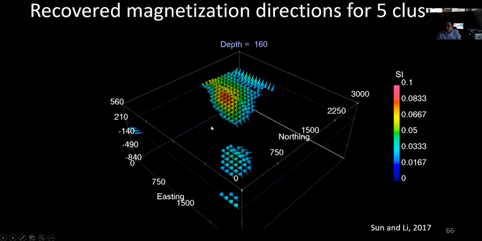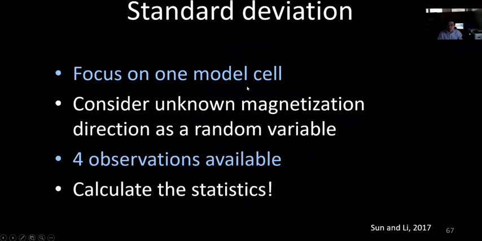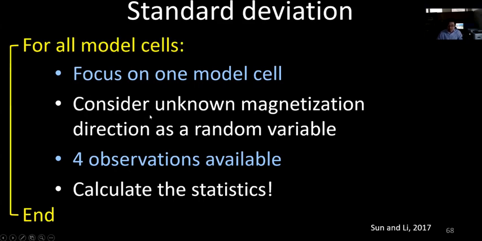Because I recovered 4 3D volumes, at each model cell I have several different recovered magnetizing directions. So we can consider the unknown magnetizing direction as a random variable. Because I did 4 inversions, I have 4 estimates of the magnetizing direction at each model cell. With that, we can calculate simple statistics, for example, the mean and standard deviation. And we do that for all the model cells in the 3D volume, and we will end up with something like this.